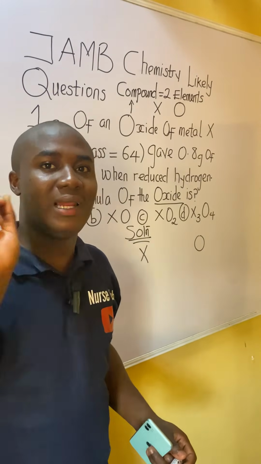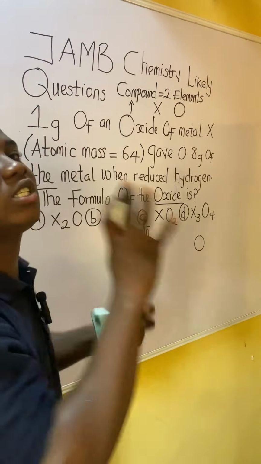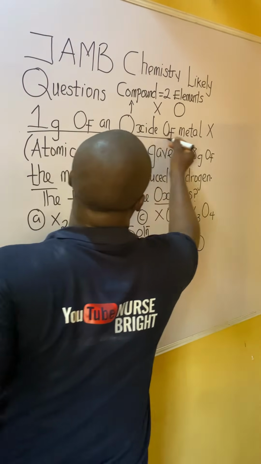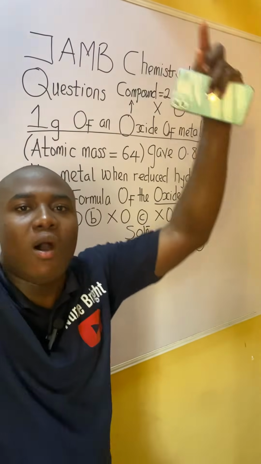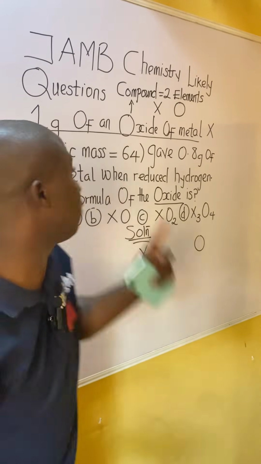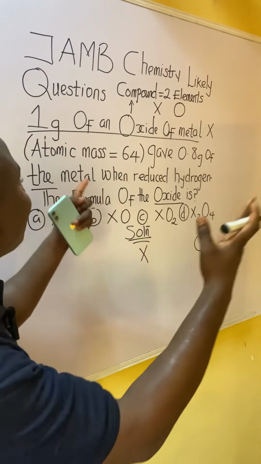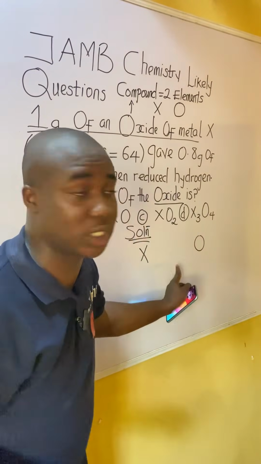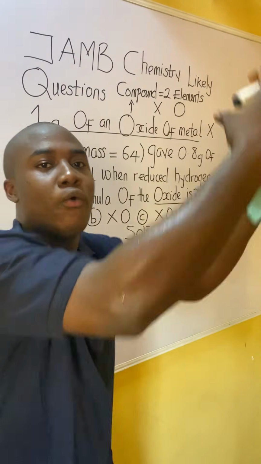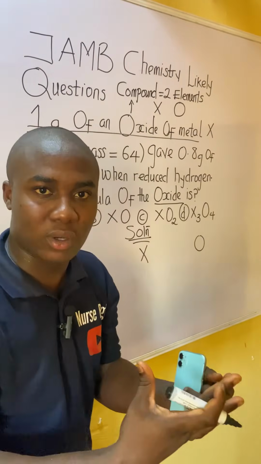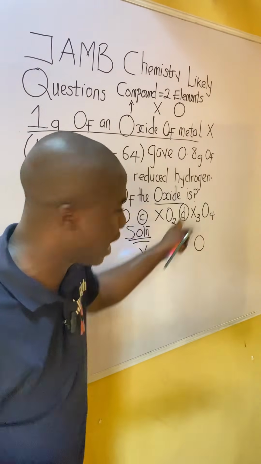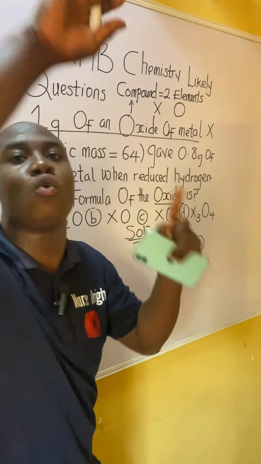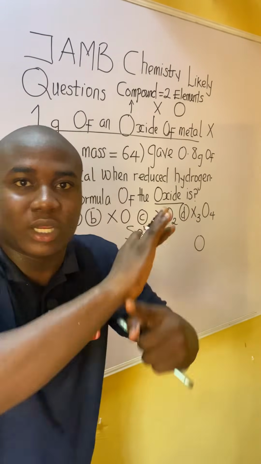Now, moving further, listen carefully. We were told specifically in the question that the mass of the oxide of the metal was given to be 1 gram. So after the metal was reduced with hydrogen, don't get confused, we are not using hydrogen here. Hydrogen was just used to reduce the metal. You can see from the options, there's nothing like hydrogen. That's what it told us.